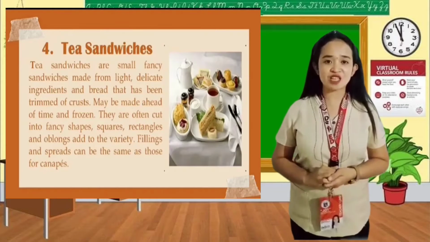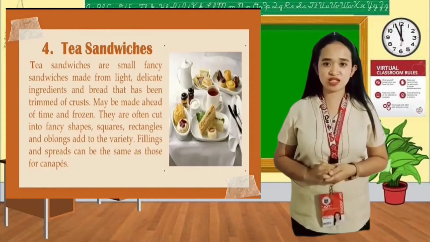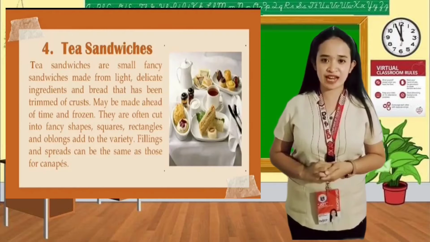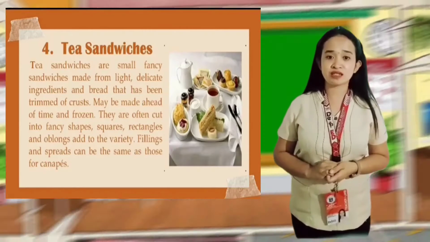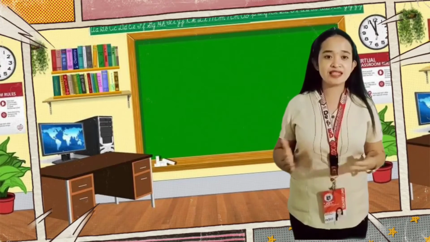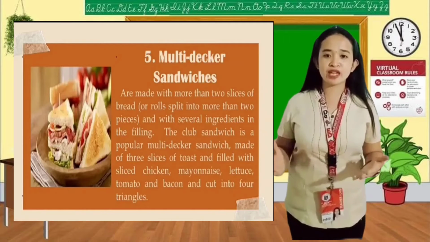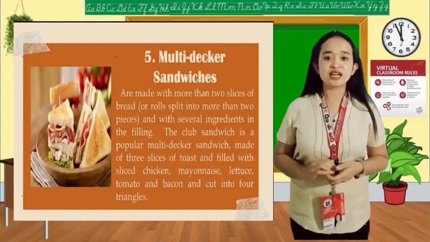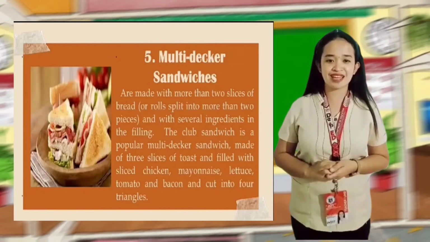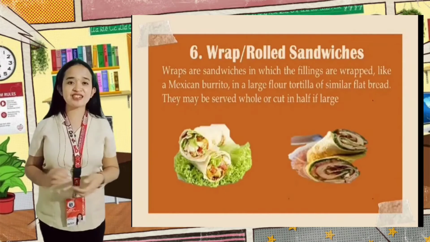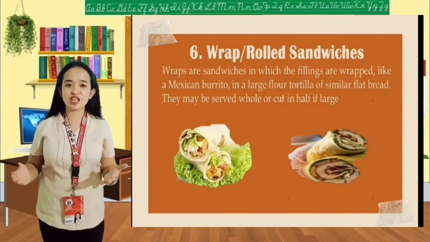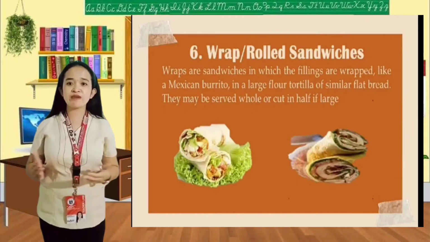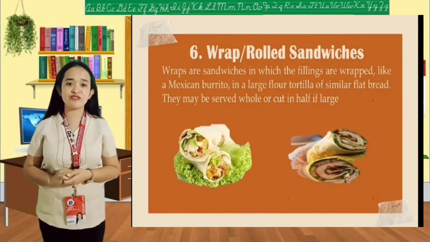Next is the tea sandwiches, or small fancy sandwiches made from light, delicate ingredients and bread that has been trimmed of crust. Fillings and spreads can be the same as those for canapes. Next is the multi-decker, made with more than 2 slices of bread and with several ingredients in the filling. The club sandwich is a popular multi-decker sandwich. And last, the wrap and rolled sandwiches are sandwiches in which the fillings are wrapped like a Mexican burrito. They may be served whole or cut in half if large.